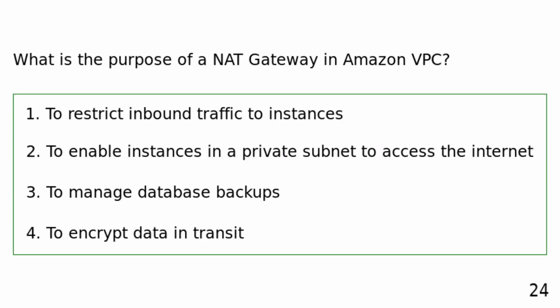What is the purpose of a NAT gateway in Amazon VPC? To restrict inbound traffic to instances. To enable instances in a private subnet to access the Internet. To manage database backups. To encrypt data in transit.